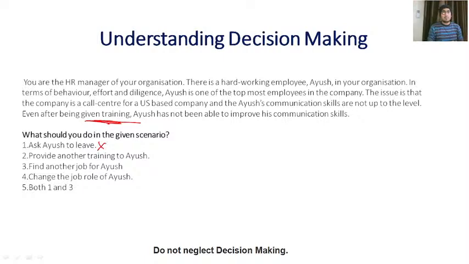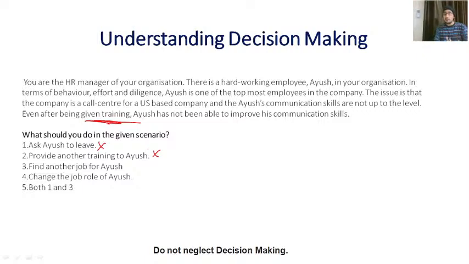Okay. But why would you do it? You have already trained Ayush. Even after giving him enough training, he's not able to improve his communication skill. Why, as an HR, would you want to waste your own time, effort and money? You would not give him another training because you have done it in the past. It has not proved to be fruitful.